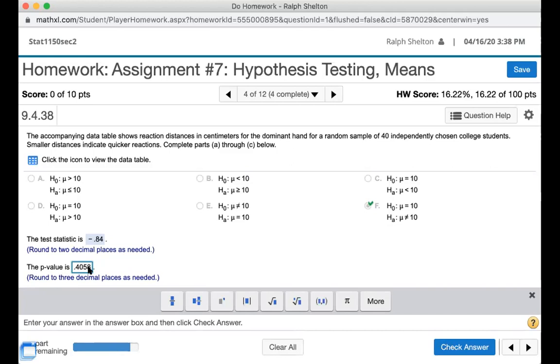So when you're doing the test, you compare your p-value with the 0.05. If your p-value is less than 0.05, you reject the null. If it's not less than 0.05, you do not reject. So that's what p-value is good for. And you can get that same kind of information just by looking at this test statistic.